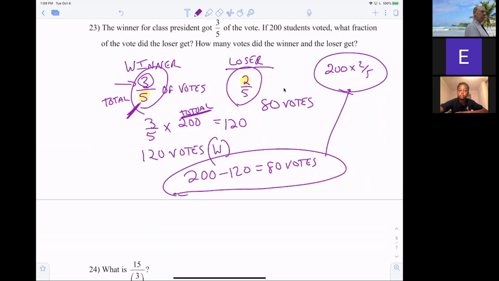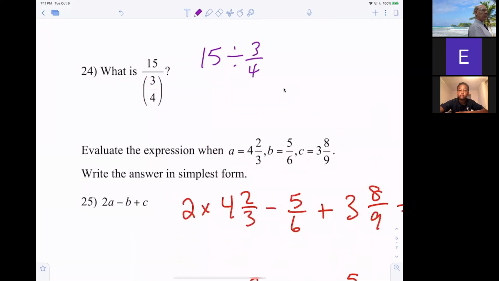All right, here we go. So now, number 24. Logan, what am I doing on 24? 15 divided by 3/4. What did you get that to be? 20. Is everybody okay with 20? All right, hopefully you guys are doing good.